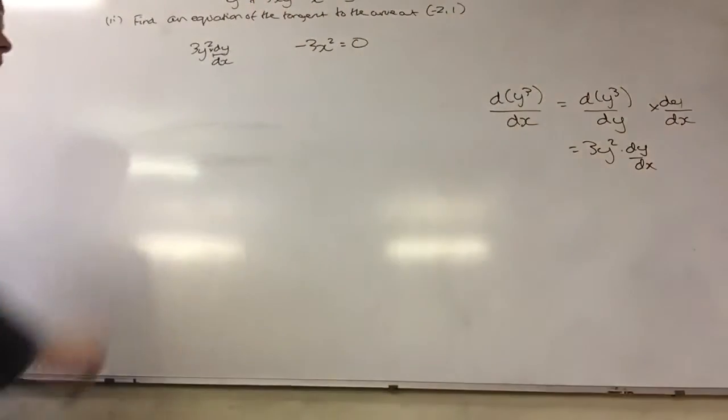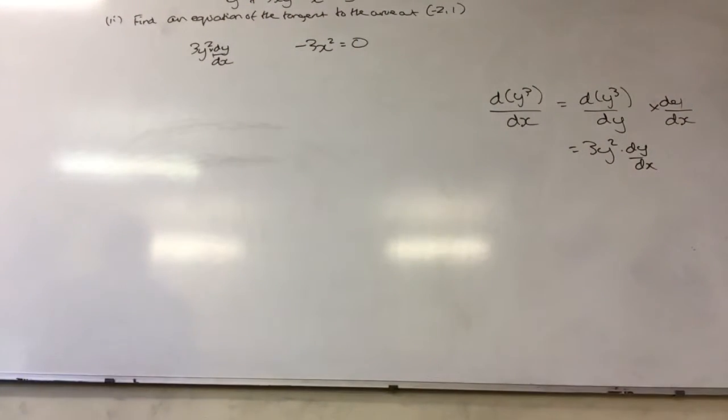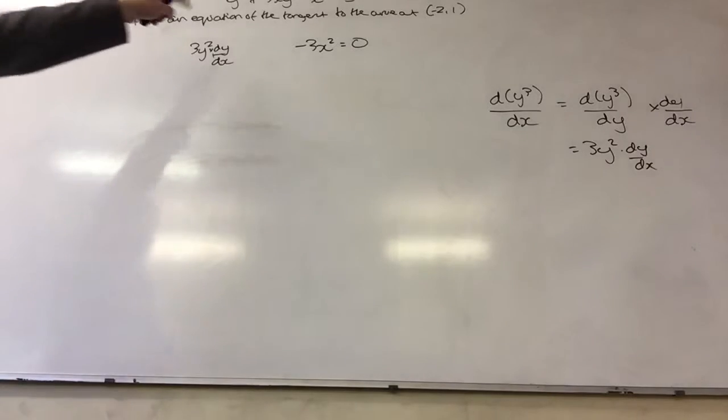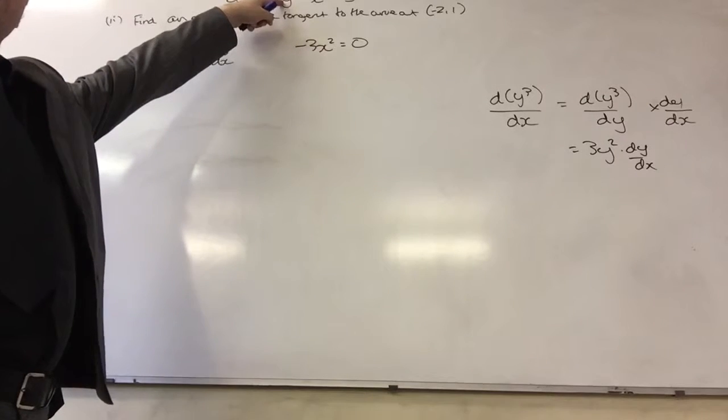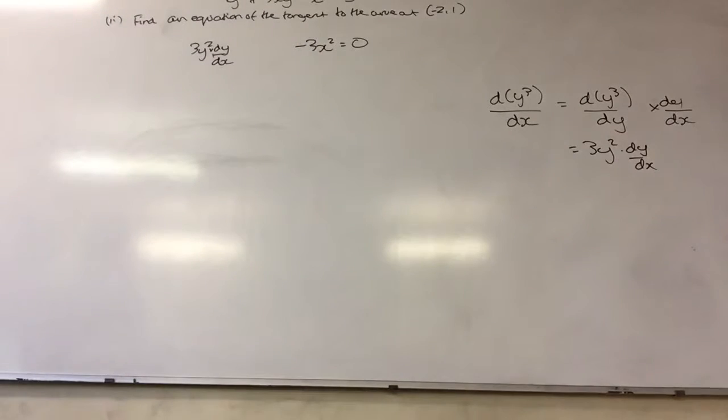The next thing I need to differentiate is 3xy squared. So this is more complicated because 3xy squared is like two things to differentiate. Two things, and how are they connected? It's 3x times by y squared. So the thing's a product.